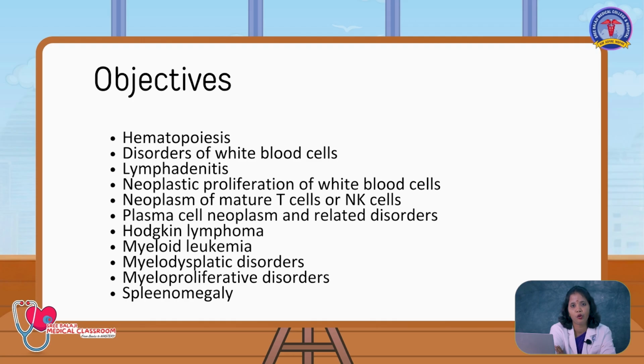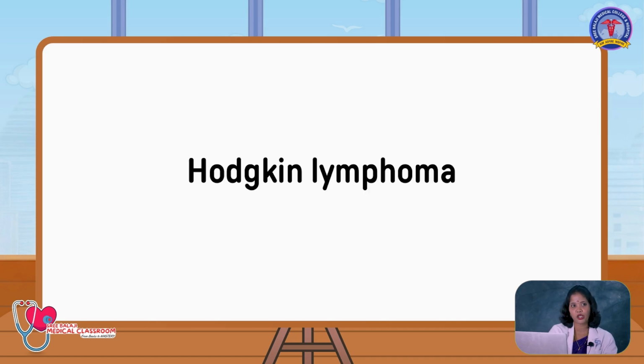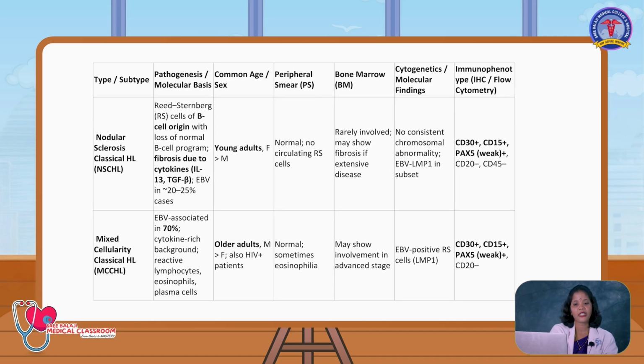In part 2, we will be dealing with Hodgkin lymphoma, myeloid leukemia, myelodysplastic disorder, myeloproliferative disorder, and splenomegaly. Next, we are moving into Hodgkin lymphoma. It has 5 types. One is nodular sclerosis, second is mixed cellularity, third is lymphocyte rich, fourth is lymphocyte depleted, and fifth is nodular lymphocyte predominant.